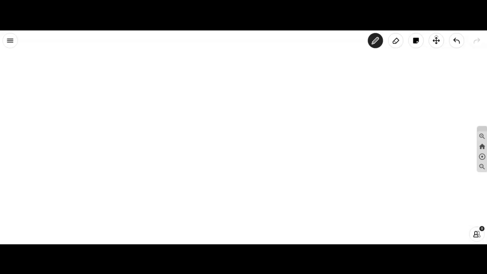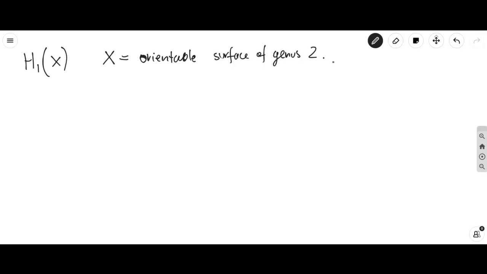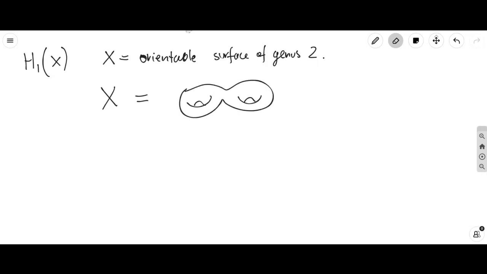For the last example, we're going to find the first homology group only, just to keep it more interesting, because this is going to be the most interesting one. The first homology group of X, where X is an orientable surface of genus 2. If you're not sure what that means, all it means is that X looks like this. So that's your surface. It looks like 2 tori, but not quite, because they're being put together like that. So here's the way we're going to do this.